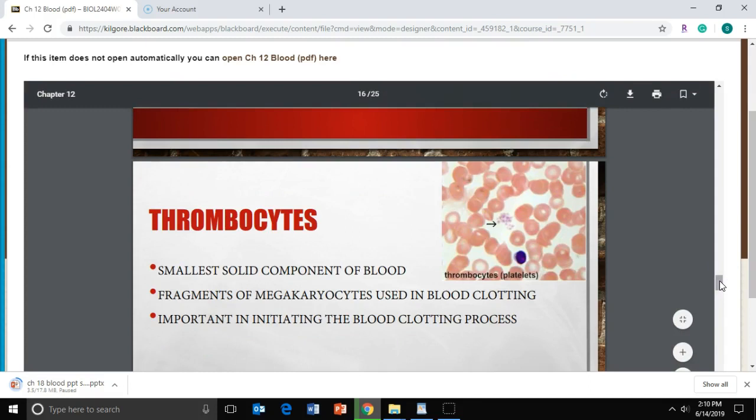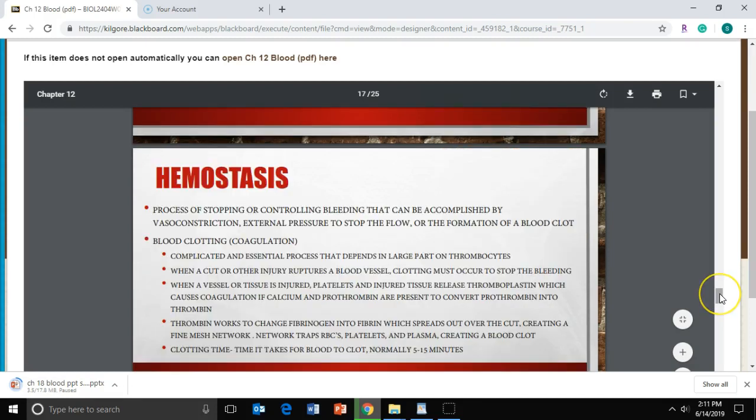Thrombocytes are very small. You can see the arrow pointing to many thrombocytes in this picture. Thrombocytes are fragments of larger cells called megakaryocytes, and they're used to help in the process of blood clotting. They're important for initiating this process by forming a plug where the blood vessel was damaged. Hemostasis is a process of controlling bleeding and then stopping that bleeding if a blood vessel is severed.